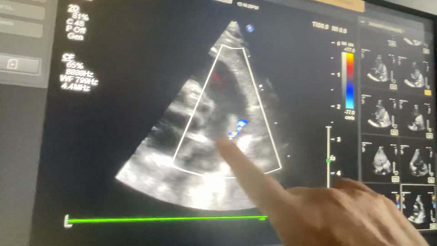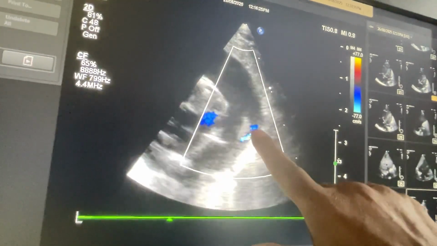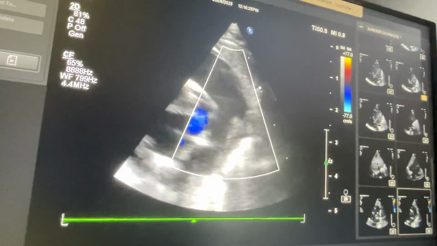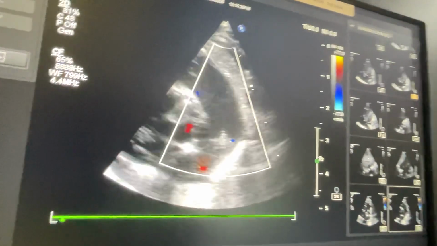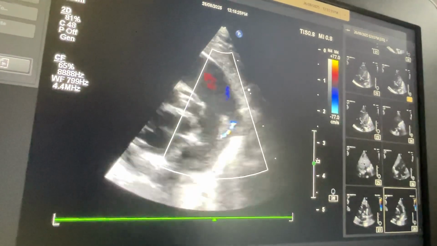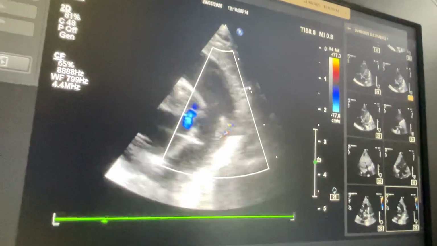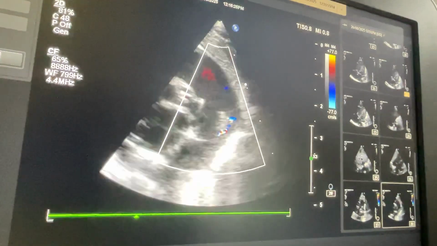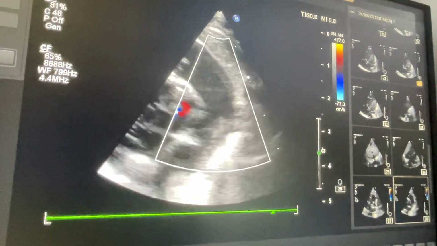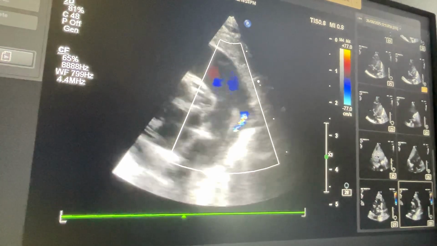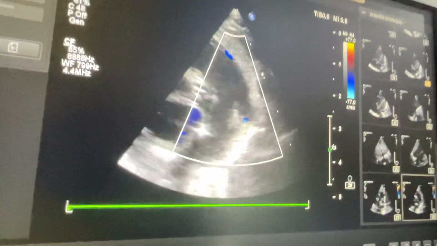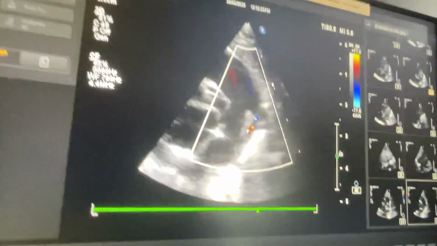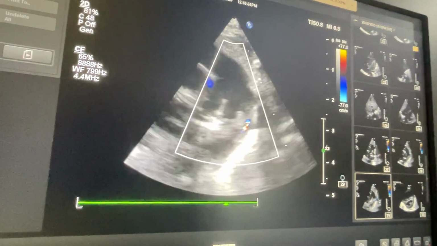This is the left pulmonary artery, and this is a very small PDA, patent ductus arteriosus. Flow is reversed and turbulent. The turbulence is because the size is very small. At the same time, flow is right to left, from the pulmonary artery to the aorta. That is why it is blue in color. You can see it in this image. This is the main pulmonary artery. Again the same thing.